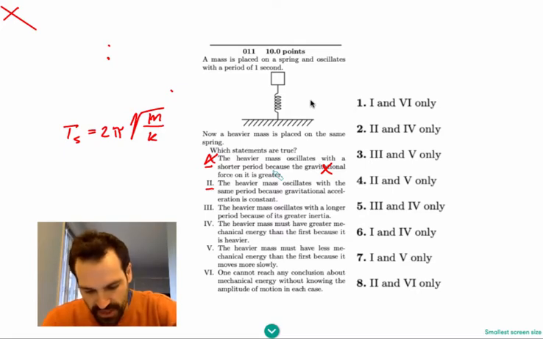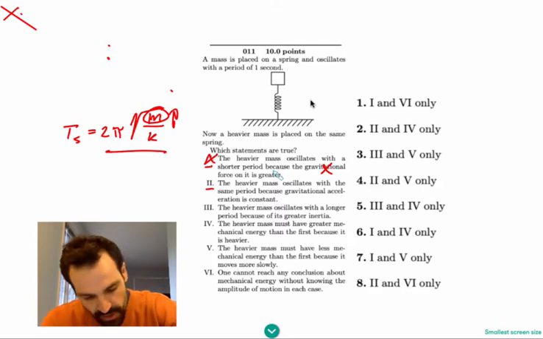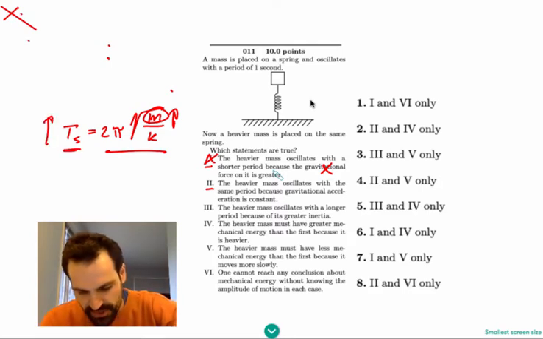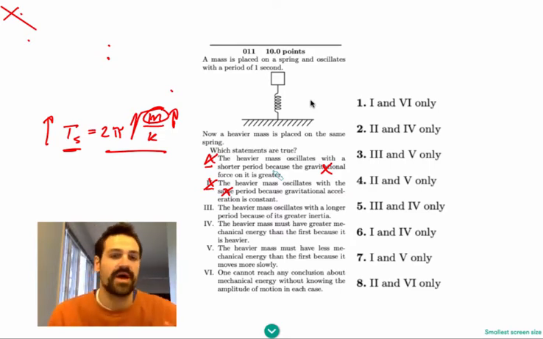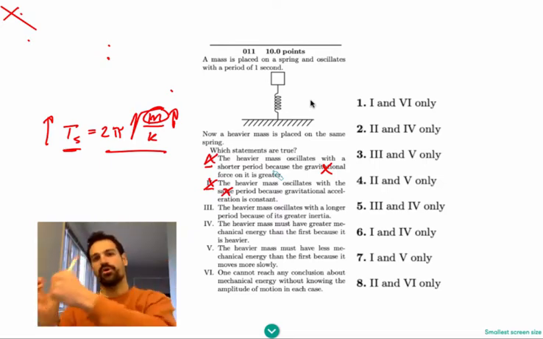2. The heavier mass oscillates with the same period because gravitational acceleration is constant. Well, more mass is going to increase the numerator, which is going to increase the entire right side of the equation, which means the period also has to be greater. So it's not going to be the same period, so we've ruled out 2. The heavier mass oscillates with a longer period because of its greater inertia. That's why mass affects the period. It's because it takes longer to speed it up and slow it down, so it has a longer period.